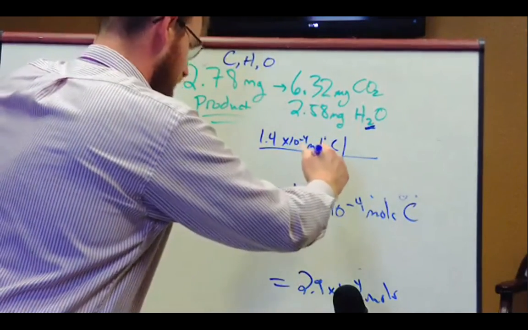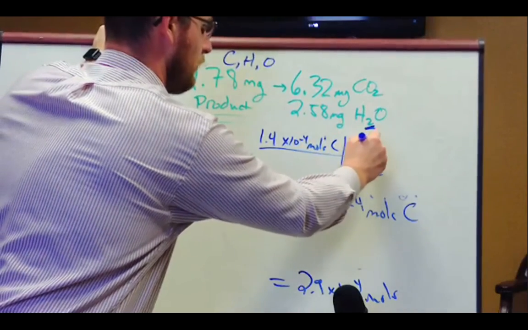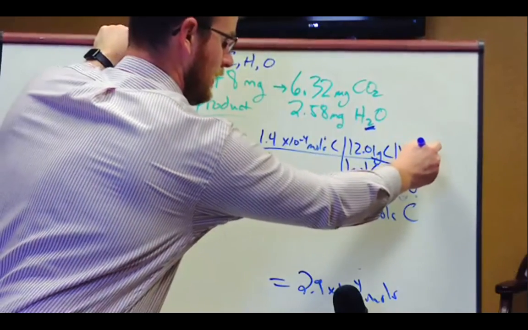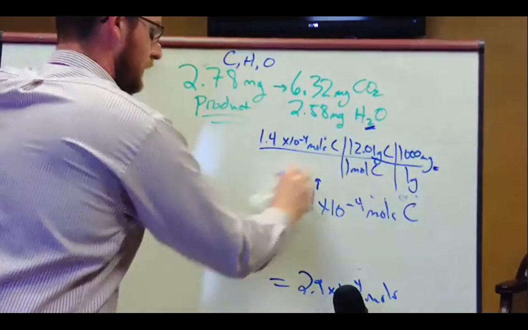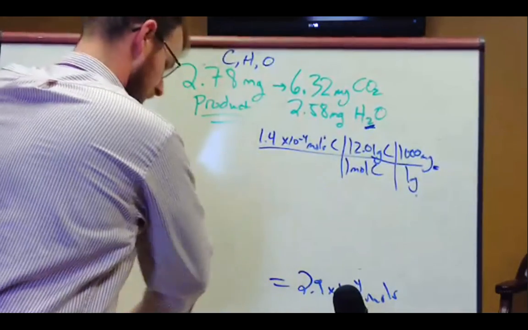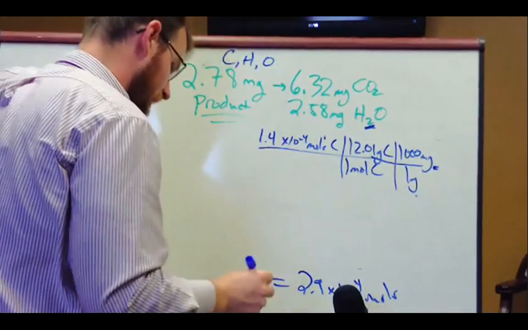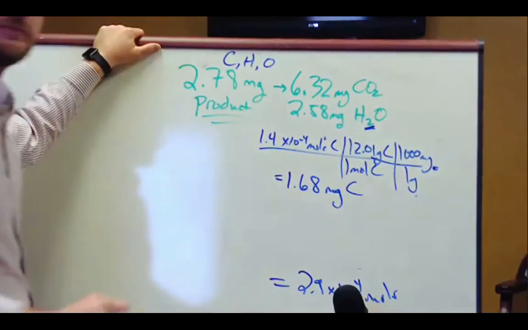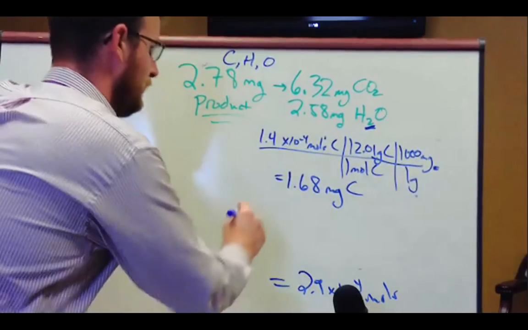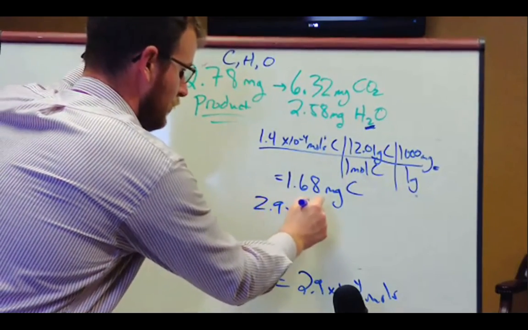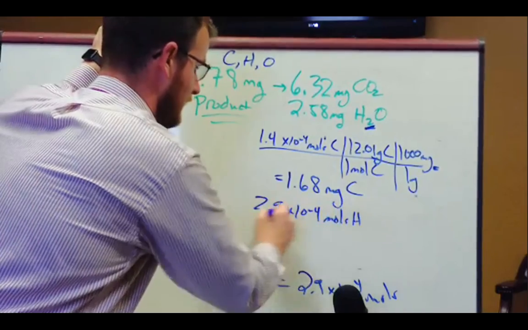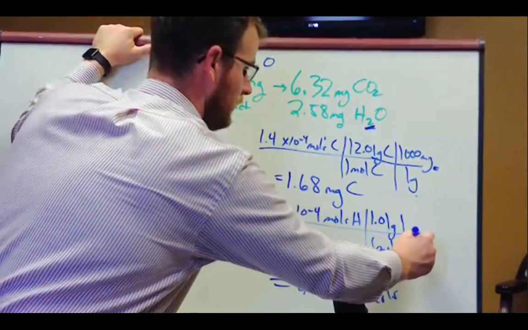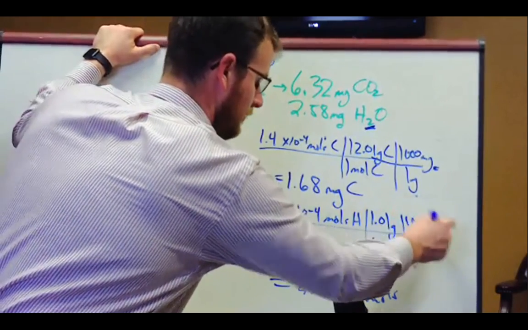And we're going to go 1 mole of carbon is 12.01 grams of carbon, right? And we know in 1 gram there's 1,000 milligrams. And so what we're going to find now is the milligrams of carbon, which is 1.68 milligrams of carbon. And I'm going to show you why we're doing this in just 1 second. So then let's do the same thing for hydrogen, right? 1 mole is 1.01 grams, and then 1 gram is 1,000 milligrams.